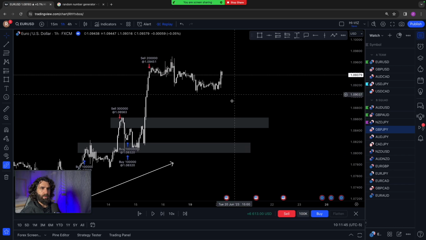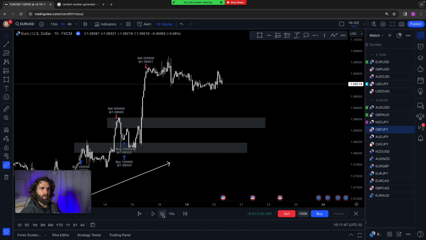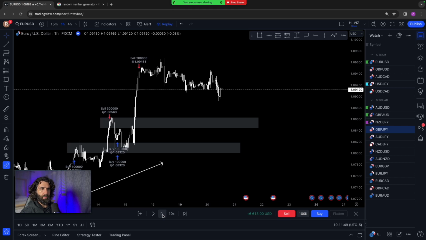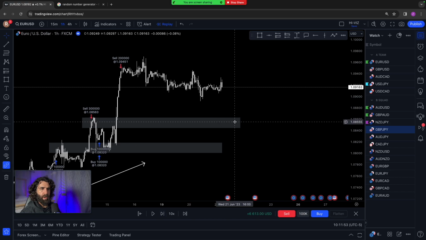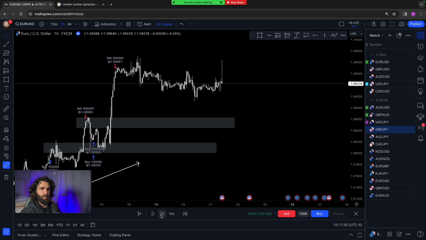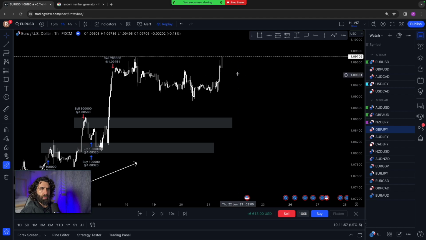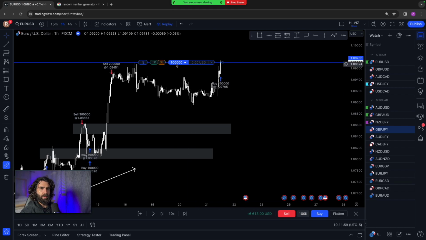Pushing back up. This could be the start. Let's see what we get. Nope. I'd like to see it either pull all the way back down to this zone. That would be our support zone. Or start to push up like this. Let's go ahead and buy now.